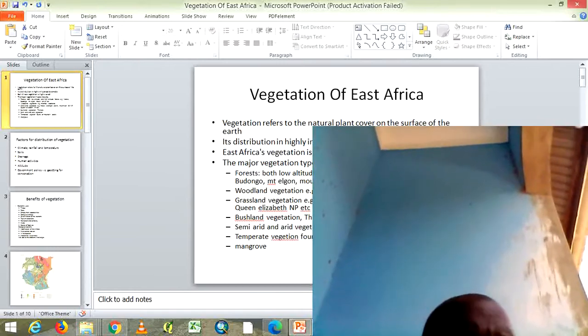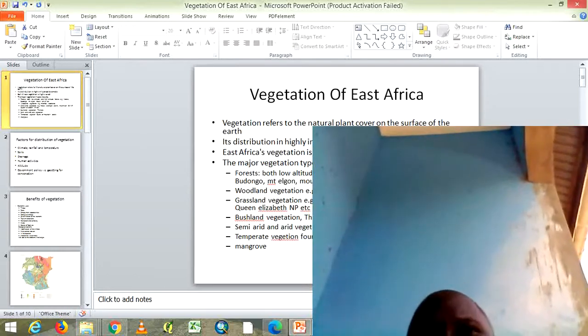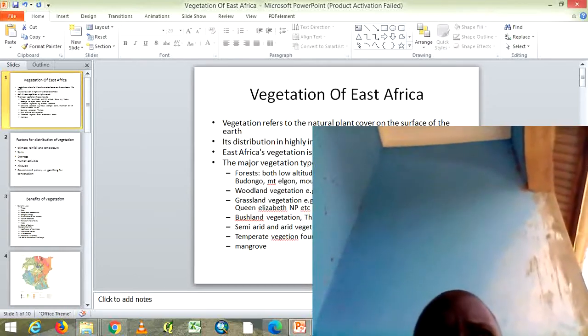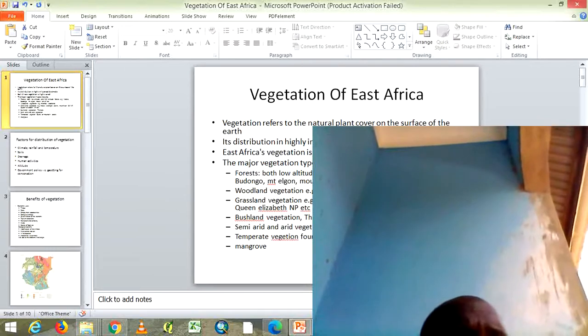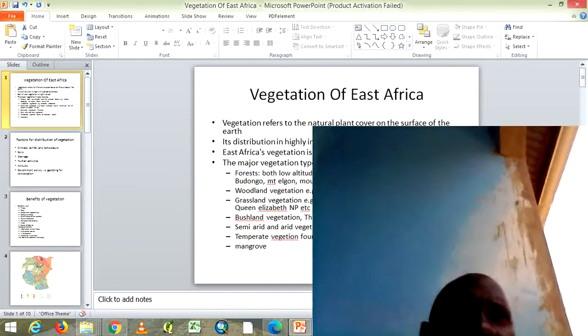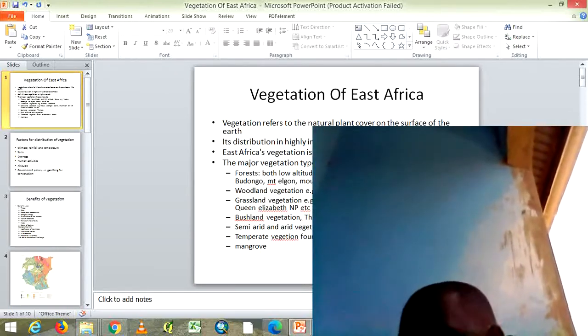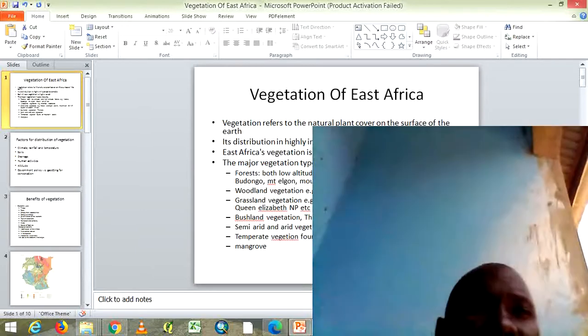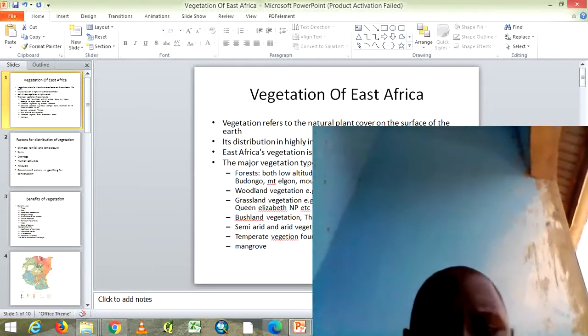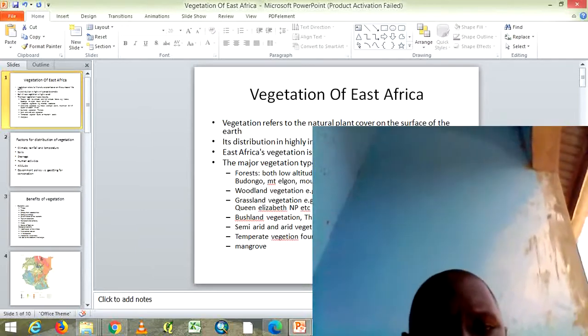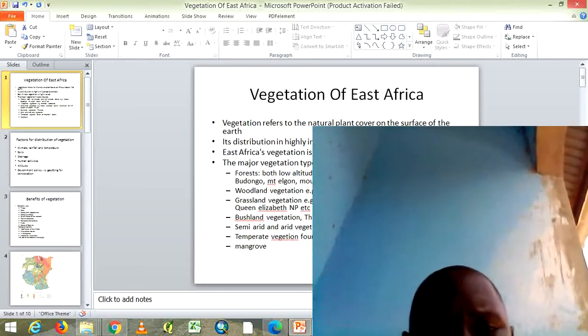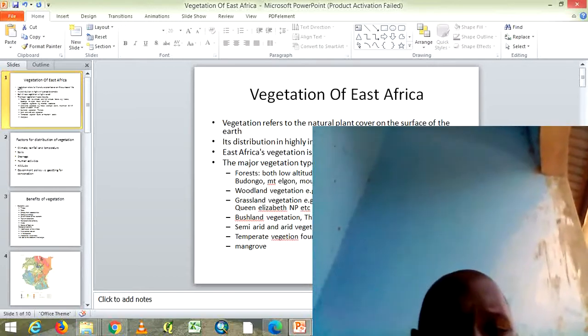Of course, when we talk about grassland here, we are referring to a type of vegetation where grass dominates all the other cover. It's not entirely grass, but it is the dominant one, because under regionalization we look at the dominant characteristic. So grass is the dominant cover in this vegetation, and that's why we call it the grassland vegetation.